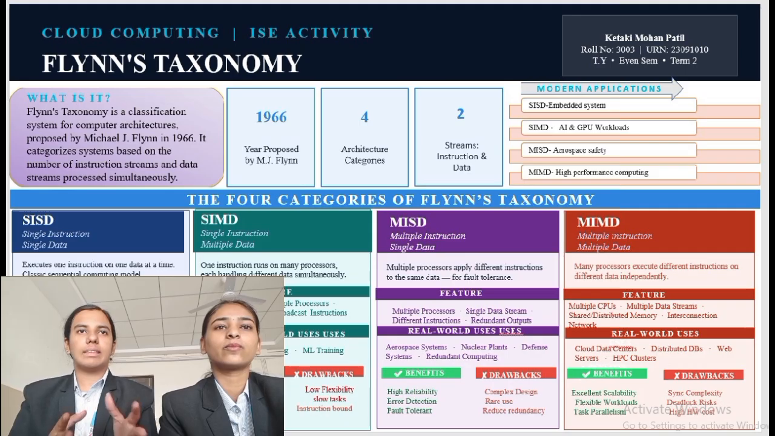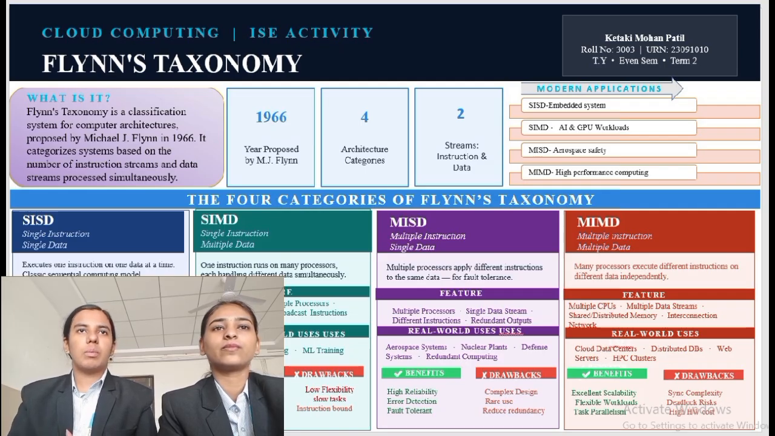Let's start from the basics. What exactly is Flynn's taxonomy? So, Flynn's taxonomy is a classification of computer architecture proposed by Michael J. Flynn in 1966. Basically, it depends on the instruction stream and data stream.